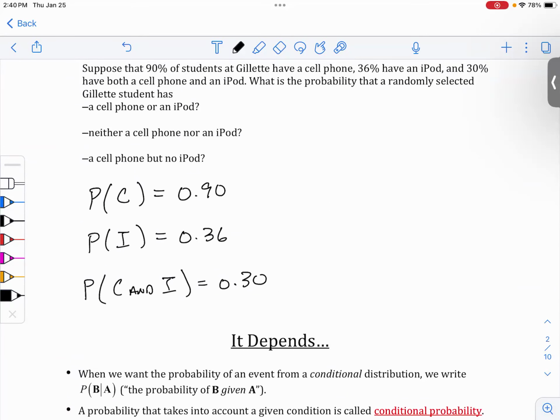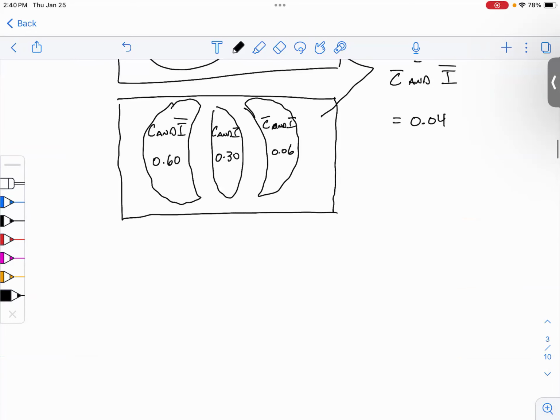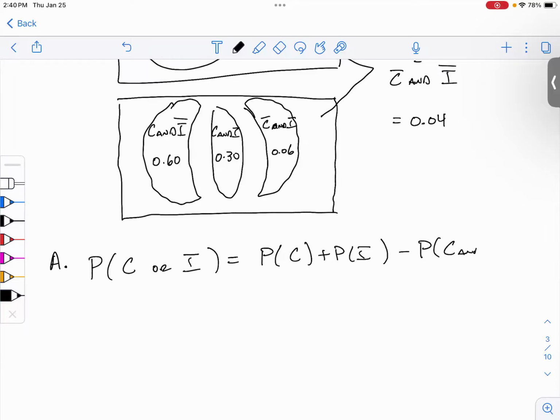All right, so what is the probability that a randomly selected student has a cell phone or an iPod? So probability cell phone or iPod. Now I could use the formula that we just found. Probability C plus probability of I minus probability C and I. And this basically uses the top picture. 0.9 plus 0.36 minus 0.30 equals 0.96. Now, if you love formulas, that's what you can do. I'm all about using the pictures and just using logic.